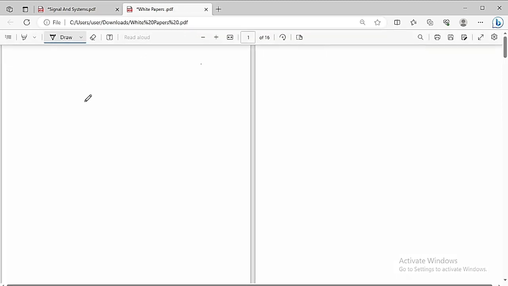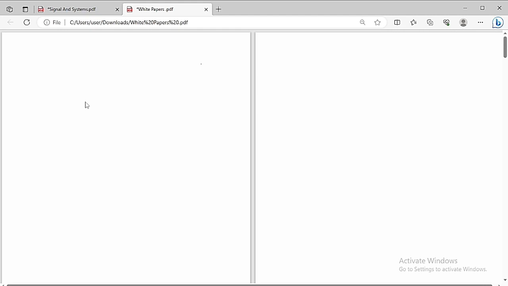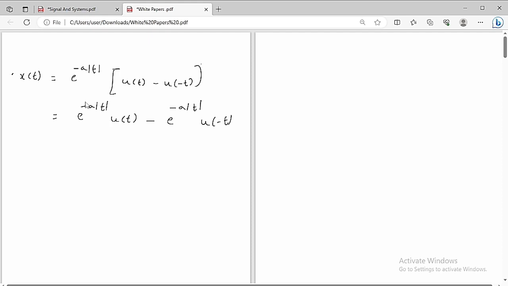Let me write here. x of t is equal to e to the power of minus a into mod t, and signum of t means u of t minus u of minus t. So if you multiply, we get e to the power of minus a into mod t into u of t minus e to the power of minus a into mod t into u of minus t. As u of t is defined for t greater than or equal to 0, here t is positive, so mod of t is equal to t.